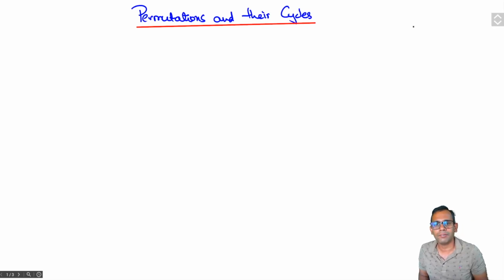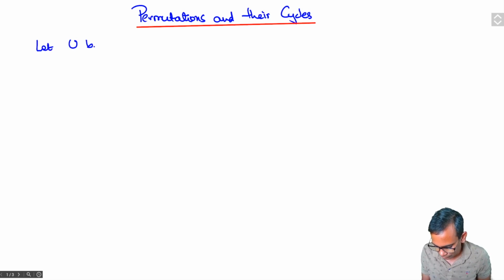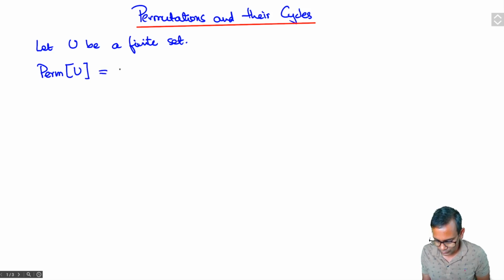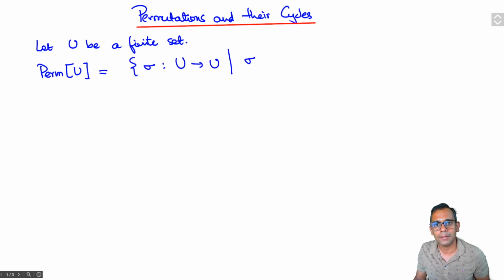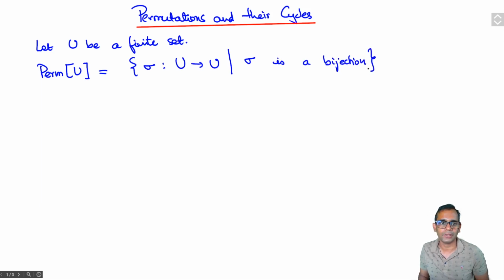In this lecture, we are going to study permutations and their cycles. So let U be a finite set. Then the collection of all permutations of U is denoted by Perm[U], and it is the class of all functions sigma from U to U such that sigma is a bijection. All bijections from U to U are called permutations of U.